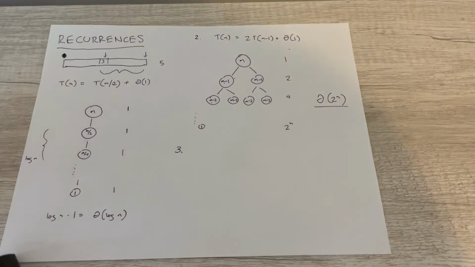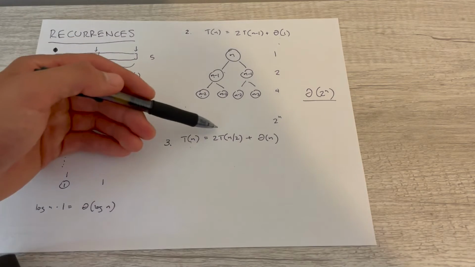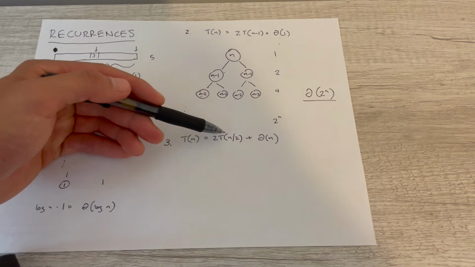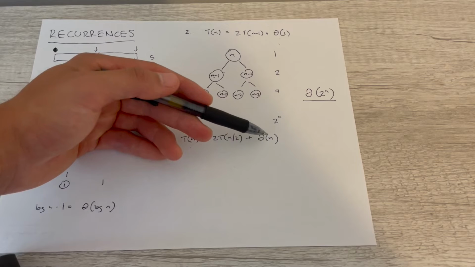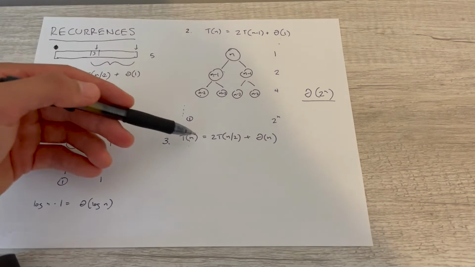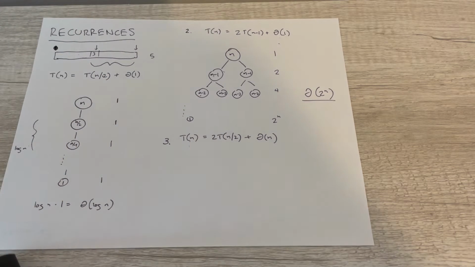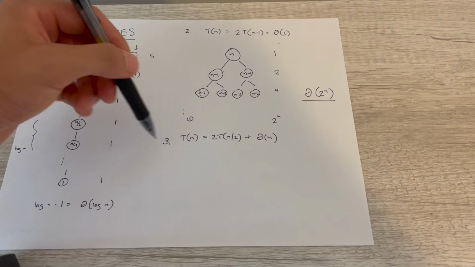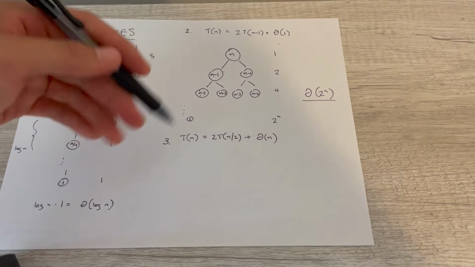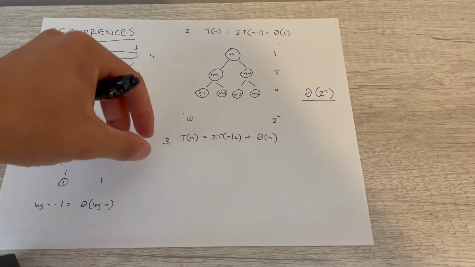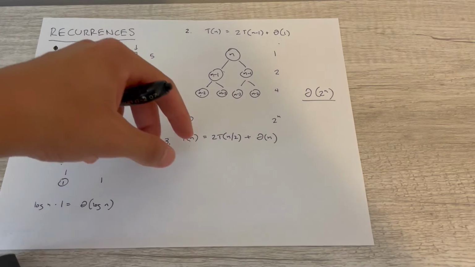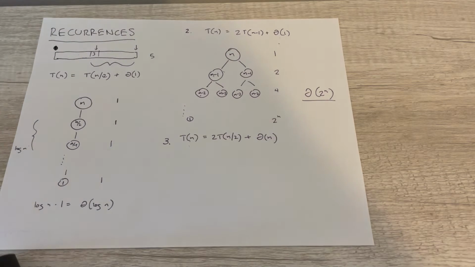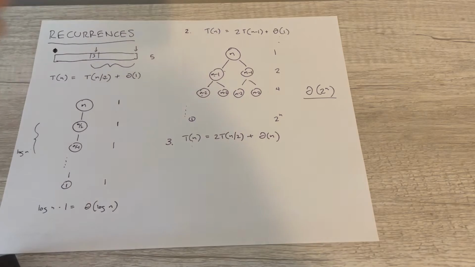Let's move on to number 3. In this recurrence, you're calling a smaller recursion twice with size n over 2, and at each step, you're doing roughly linear work in terms of the size. You might imagine you're doing something where you have a list of n things, you chop it in half, you do something to each of the 2 halves, and then you combine the 2 lists somehow by like merging or whatever. That might lead to a recurrence like this.